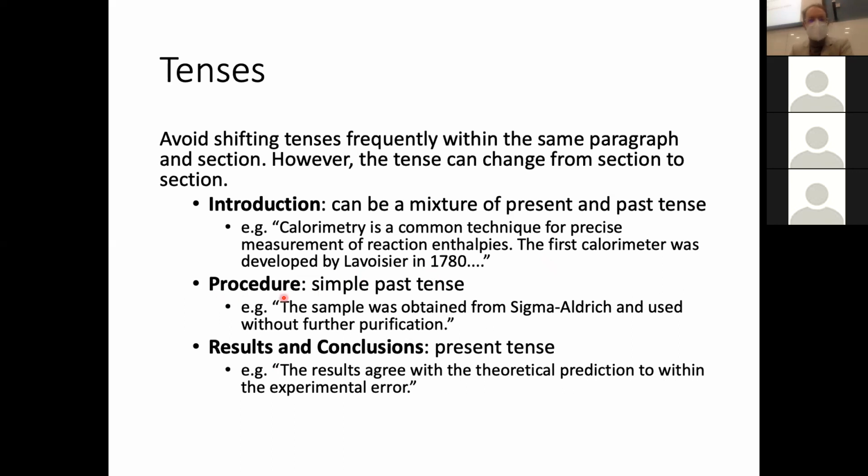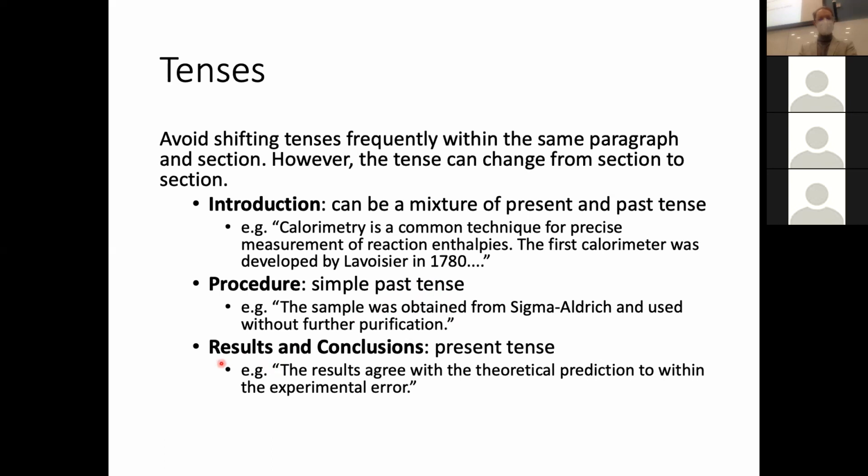In the procedure section, most of the sentences should just be in simple past tense. You want to just explain what you did in the lab as you were carrying out the experiment. So for example, the sample was obtained from Sigma Aldrich and was used without further purification. In most of these experiments, you're using some kind of instrument. So you would then maybe want to say we loaded the sample into a Cary 3000 UV-vis spectrometer and measured the absorption spectrum or something like that, right? So these are all simple past tense sentences.